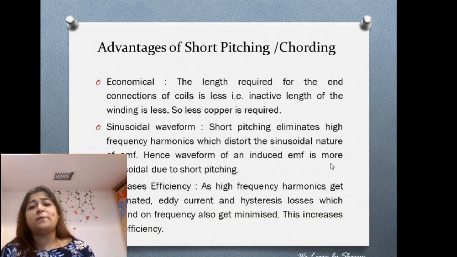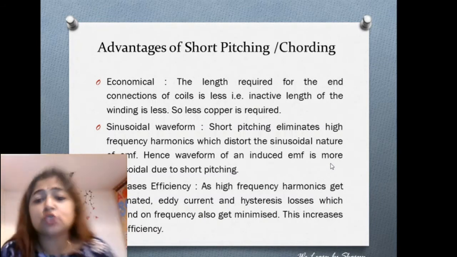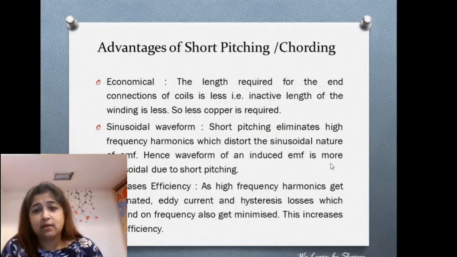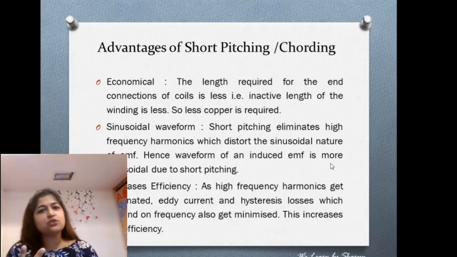Now, why is this short pitching done? Mind you, short pitching is also called chording. Of course, it has certain advantages, and that is why short pitching is done. It is economical. It is sinusoidal. It gives you a sinusoidal output waveform. It increases the efficiency of the alternator.